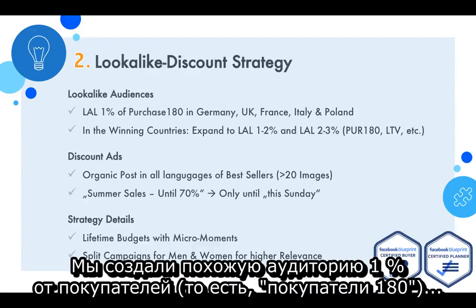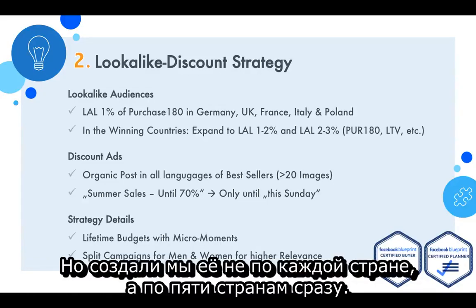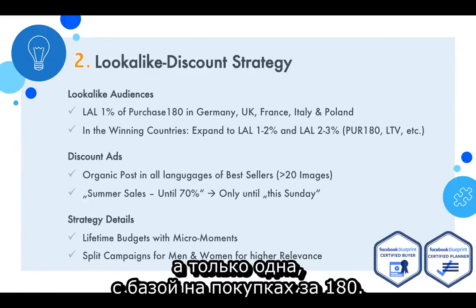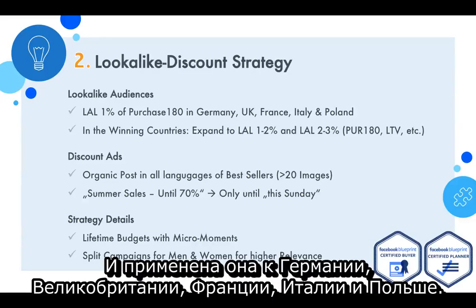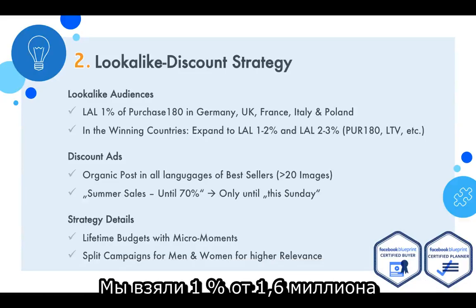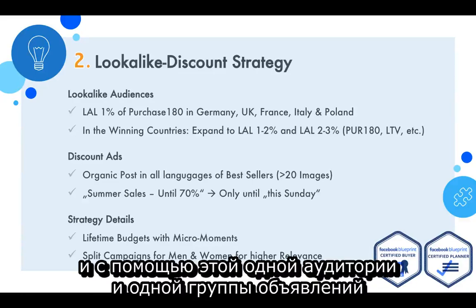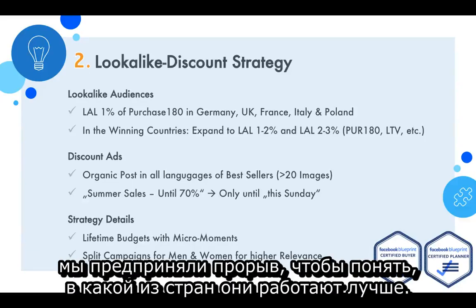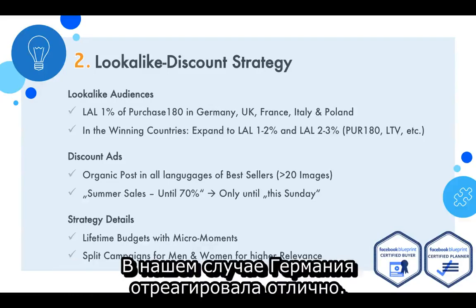What we did was we created a lookalike 1% of their purchasers, so purchase 180, but we created this lookalike not only in one country, but in 5 countries. But it's not 5 lookalike audiences, it's 1 lookalike audience based on the purchase 180, but applied to Germany, UK, France, Italy, and Poland. So you get a 1% lookalike of 1.6 million or something like that. And within this one audience, one ad set, we then did the breakdowns and understood which is actually the country where it works the best. In our case, Germany worked very nicely.